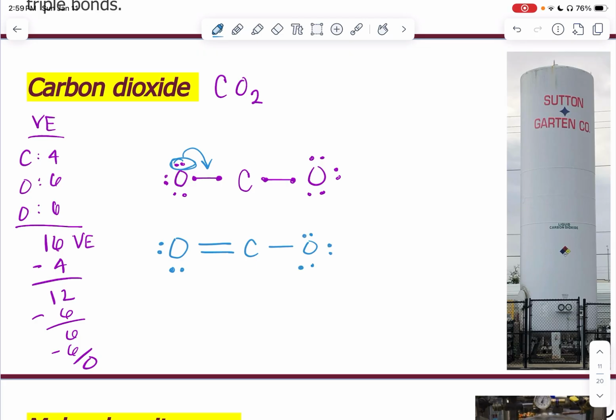So we're almost there. Now this carbon in the middle has 1, 2, 3, 4, 5, 6 electrons around it. So we're not quite done. Let's move another pair from the other side. And then we'll get oxygen, 1, 2, 3, 4.